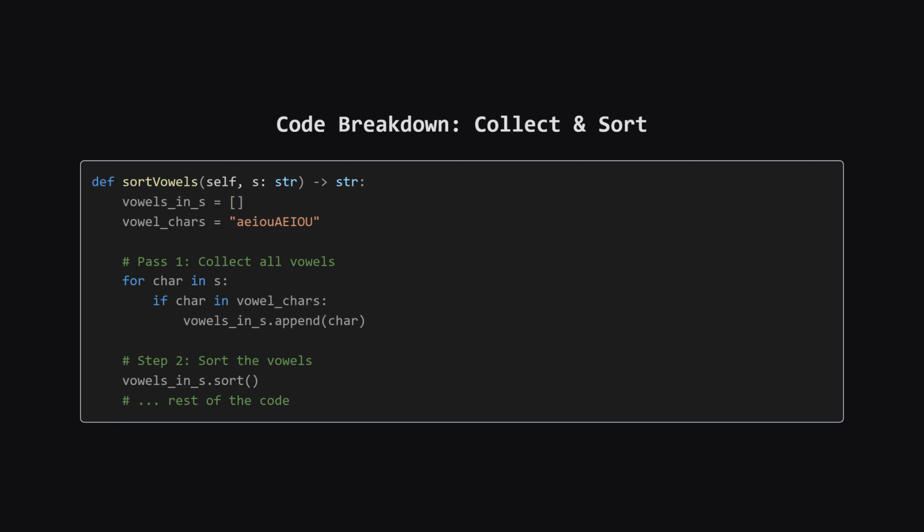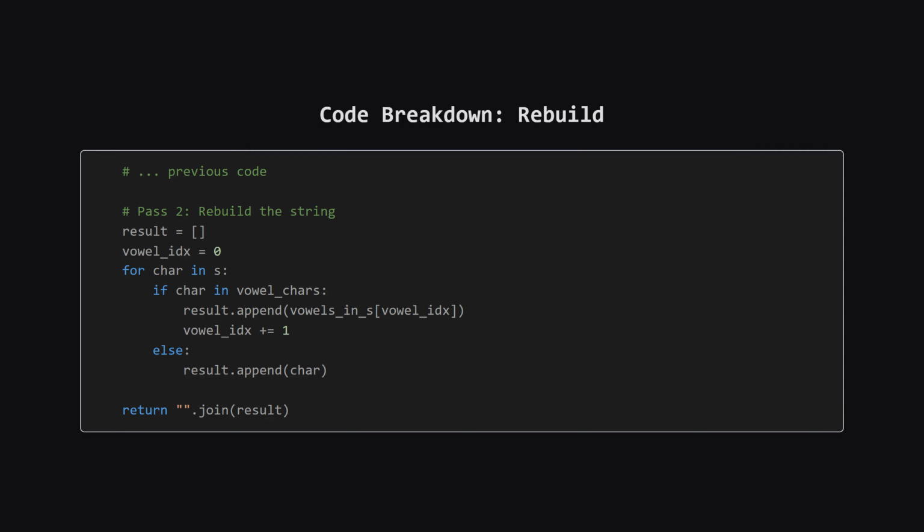Pretty simple so far. Now for the second part, rebuilding the string. We create an empty list for our result and a pointer, let's call it vowel index, to keep track of which sorted vowel we're on. We loop through the original string again. If the character is a vowel, we append the vowel from our sorted list at the current vowel index, and then we increment that index. If the character is a consonant, we just append it directly. Finally, we join the characters in our result list to form the final string.